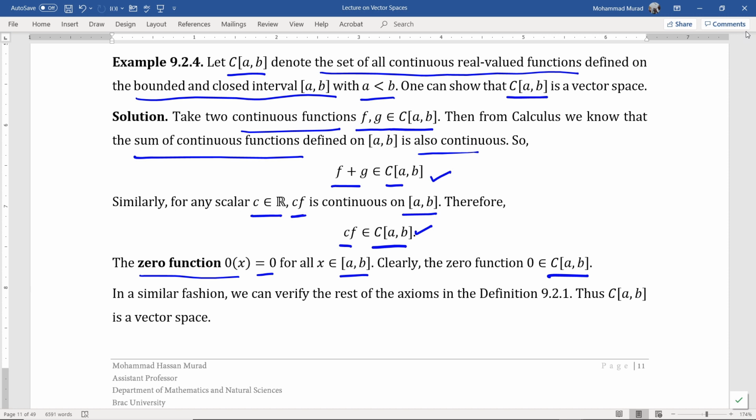In a similar fashion, we can verify the rest of the axioms in the definition of a vector space. Thus, the set C is a vector space. Please try to verify the axioms.